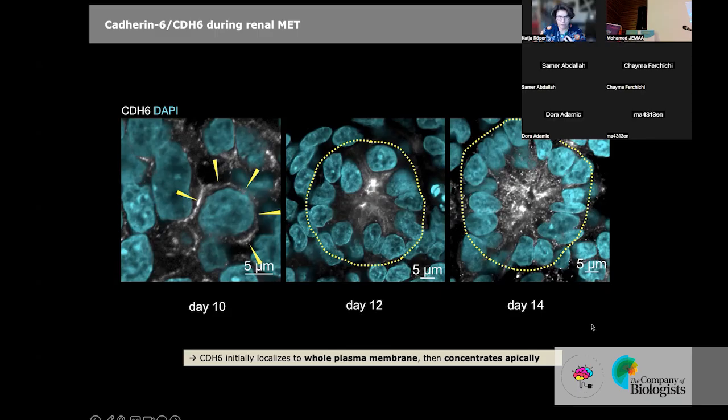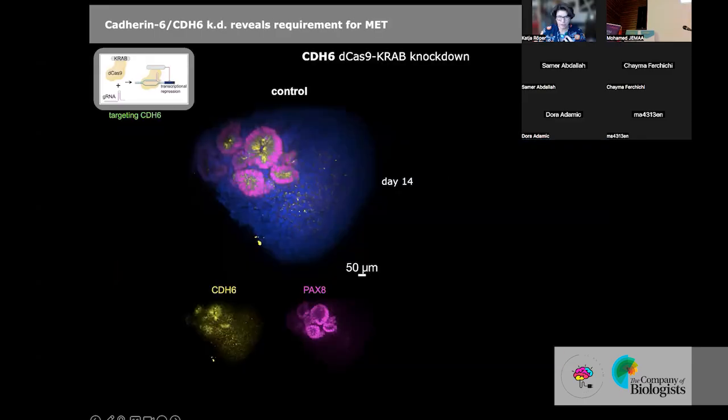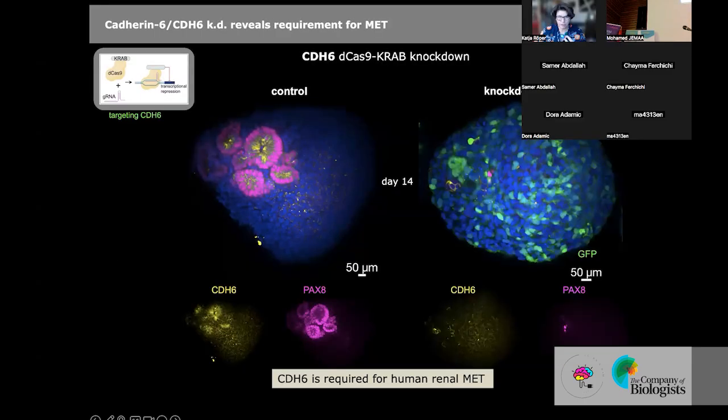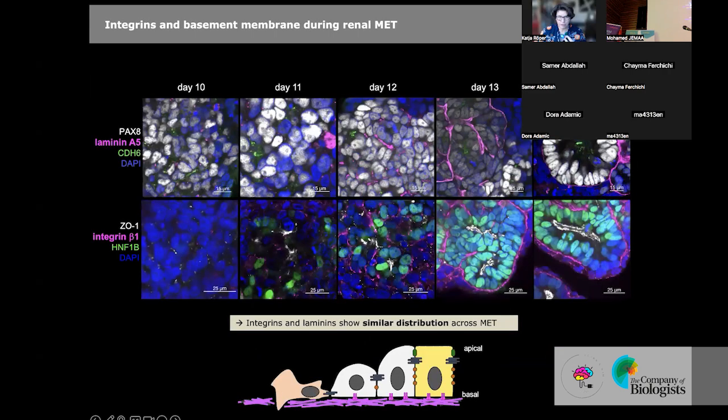And so again, we can use the CRISPR-mediated knockdown to see if it's required in the organoids. In the control, we form nice tubes, but if we knock down CDH6, again, we lose most of the tubes. So CDH6 seems to be important, also downstream of PAX8, for this cell polarization.